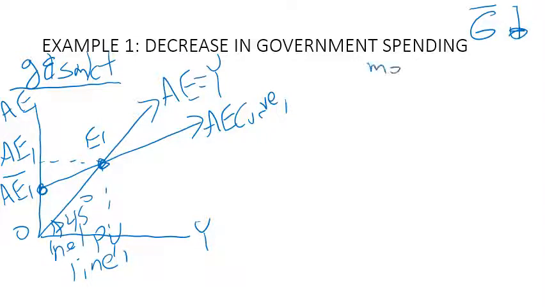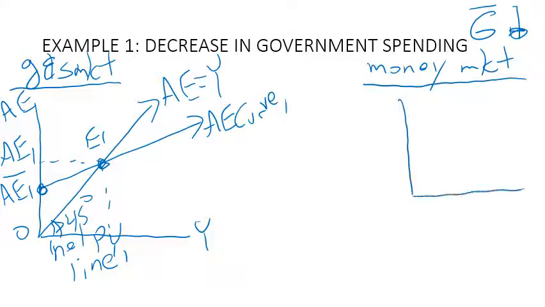And in the money market, we have the interest rate, real balances, money supply, M over P, and L.